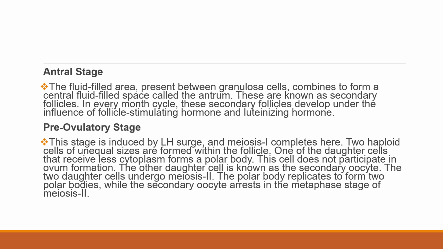What is happening in the antral stage? In the previous pre-antral state, the zona pellucida is formed. Now in the antral state, the fluid filled areas present between the granulosa cells combine to form a central fluid filled space, which is called the antrum. Now they are known as secondary follicles. So secondary follicles are formed during this antral stage.